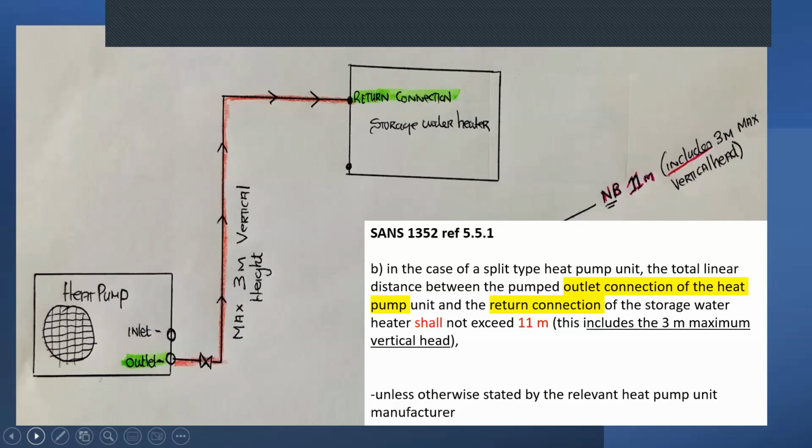So if you had 8 meters in total horizontal length, as an example, and you've used the 3, that's 8, 9, 10, it's 11. It may not exceed 11 meters. Vertical height. So if you can imagine the split pump unit being on the ground, and if you can think of vertical head, it's vertical up, so it's going up against the wall maybe, and then the pipe turns into the roof cavity and then goes to the storage water heater. So it's that vertical height from the outlet that needs to be taken into account and added up.